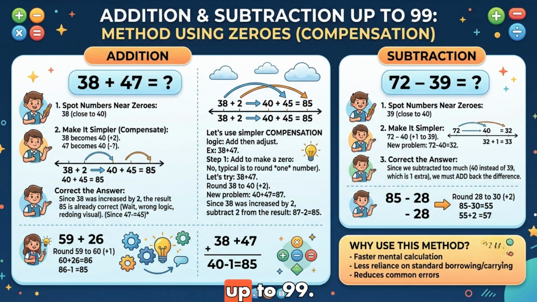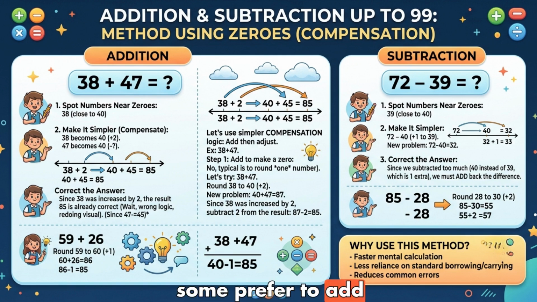Addition and subtraction up to 99. Method using zeros: compensation. Addition example: 38 plus 47. First, spot the number near a 0, which is 38, close to 40. To make it simpler, we add 2 to 38, making it 40. Now the new problem is 40 plus 47, which equals 87. Since we added 2 to make it easier, we must now subtract 2 from our result. 87 minus 2 equals 85.